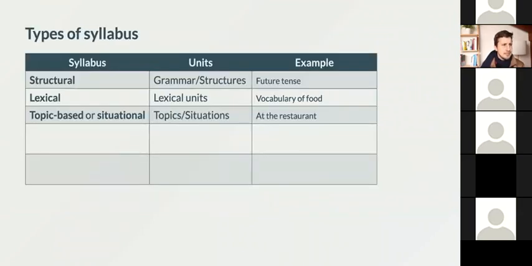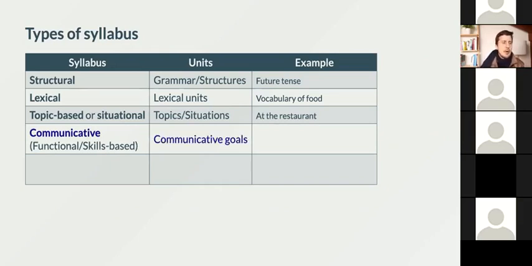Okay, last thing, to summarize the different types of syllabus. We have the structural syllabus, where the units are grammar elements or structural elements. An example would be future tense. Lexical syllabus, where each unit is a lexical unit, such as the vocabulary of food. Topic-based or situational syllabus, where you have different topics or situations, like at the restaurant. But then communicative or functional or skills-based syllabus, where the units are communicative goals, and examples would be booking a table, ordering something to eat.